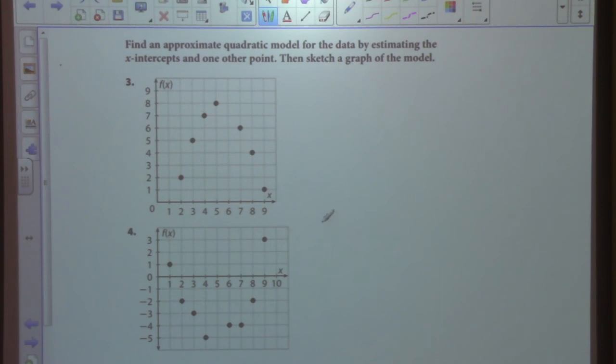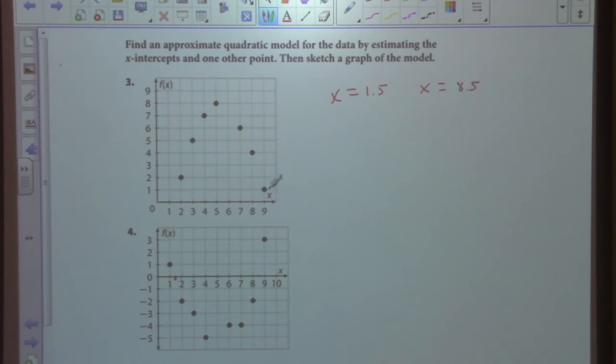I went ahead and chose the vertex to be 5.5 and negative 5.5. Okay, the deal is find X-intercepts here, right? What X-intercepts did you choose? Oh, okay, I didn't read that part. X-intercepts would be 1.5 and 8.5. Okay, that looks pretty good. So X equals 1.5, and X is equal to 8.5.